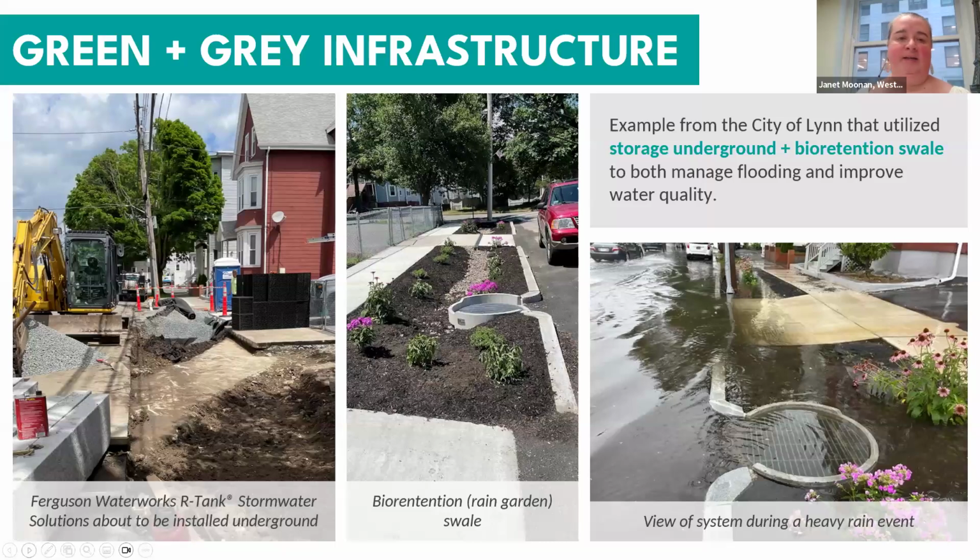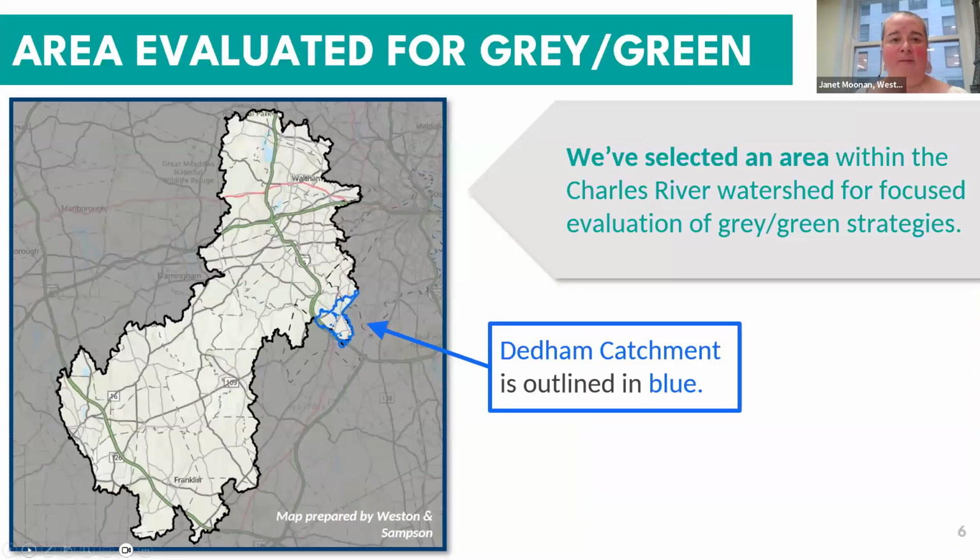We identified an area to evaluate for combination of green, gray, and green-gray solutions in Dedham, in this catchment outlined in blue, so you can see where it is in the watershed. And one of the reasons we picked this catchment is there is very good mapping of the drainage system in that area, and there's also quite a mix of very developed areas as well as critical infrastructure and residential areas.